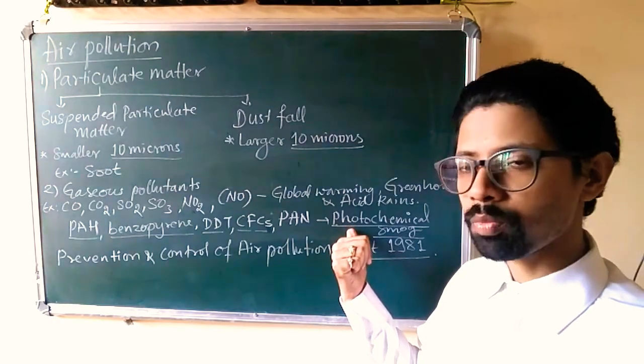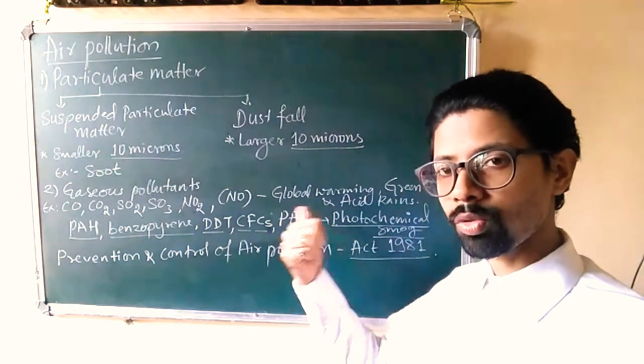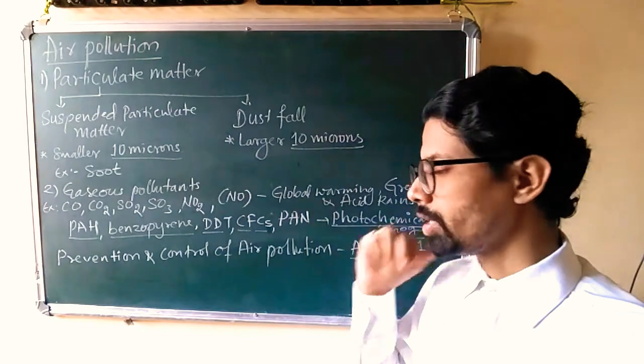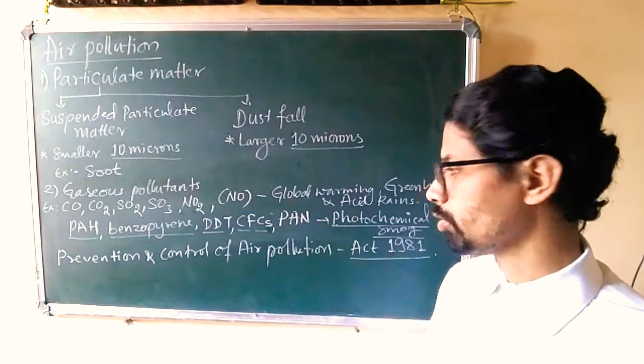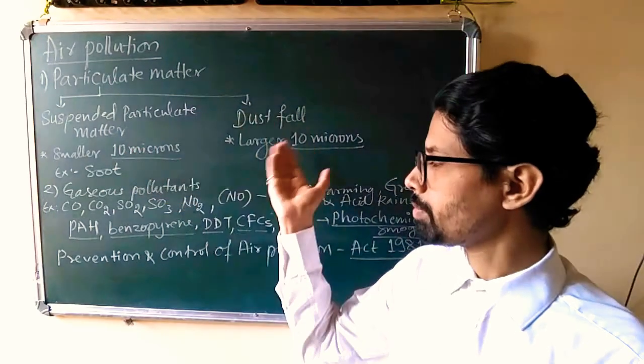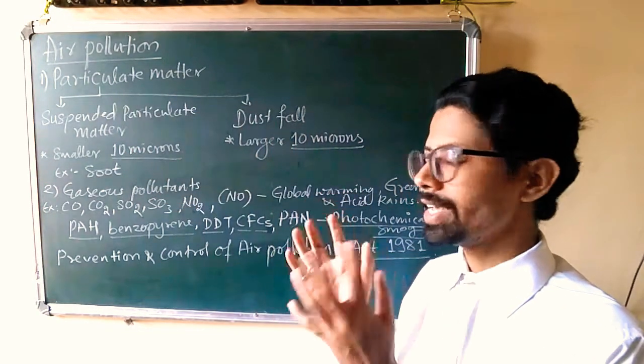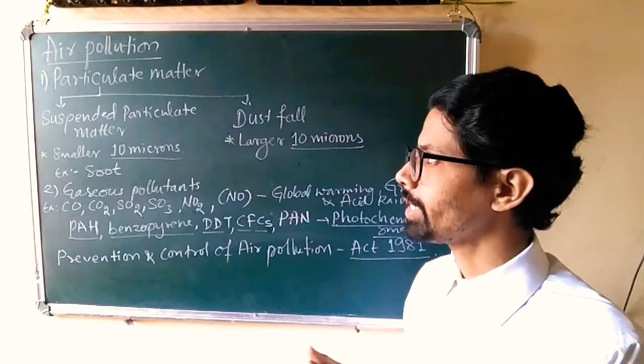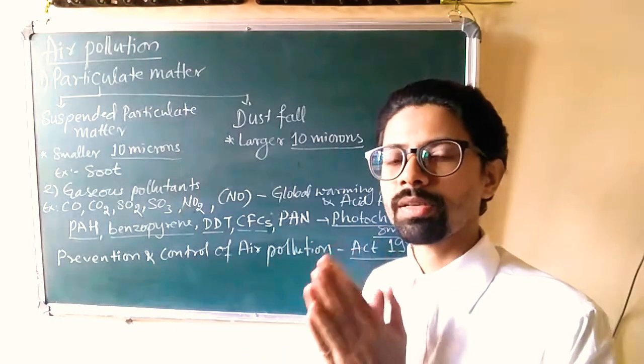What is photochemical smog and what kind of chemicals react in it? What are the gaseous pollutants which can cause global warming, the greenhouse effect and other respiratory problems? Suspended particulate matter and dust fall: what is their size, and what are some examples of each? So this is about air pollution.